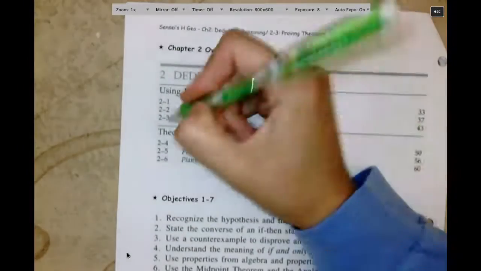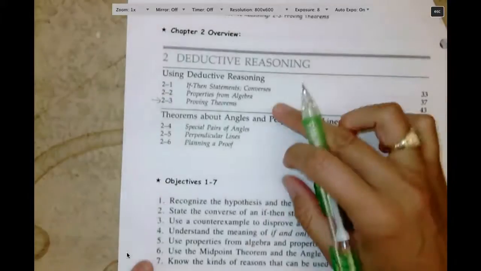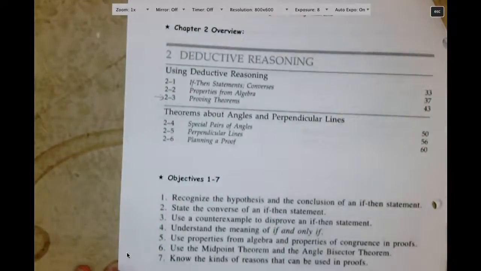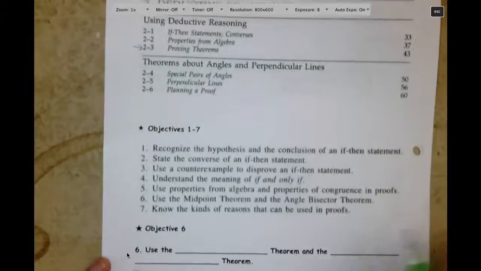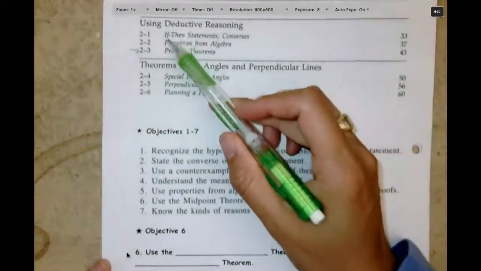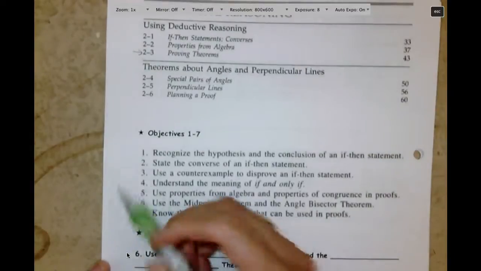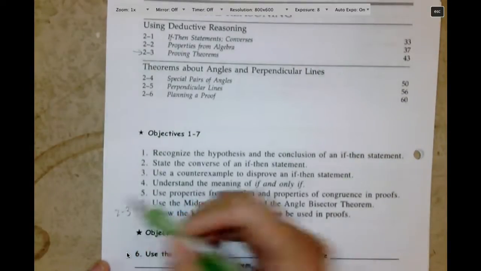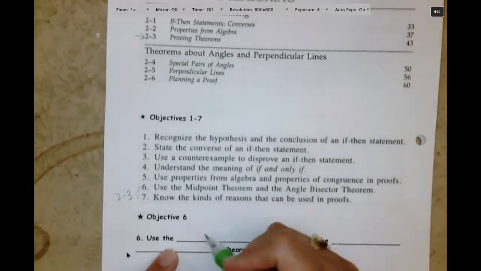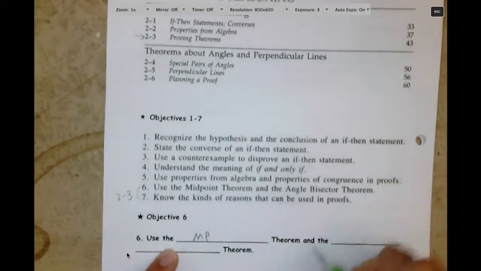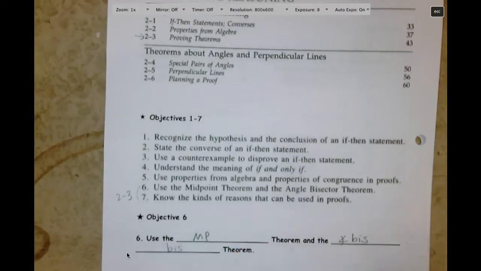Okay, so we are here. We're going to review these 3 sections and we're going to have a quiz next time. Objectives 1 through 7 were in these 3 sections, and we do 6 and 7 in 2.3. Objective 6 is use the midpoint theorem and the angle bisector theorem. This is how I abbreviate it, midpoint and angle bisector theorem. I was supposed to write angle bisector here.